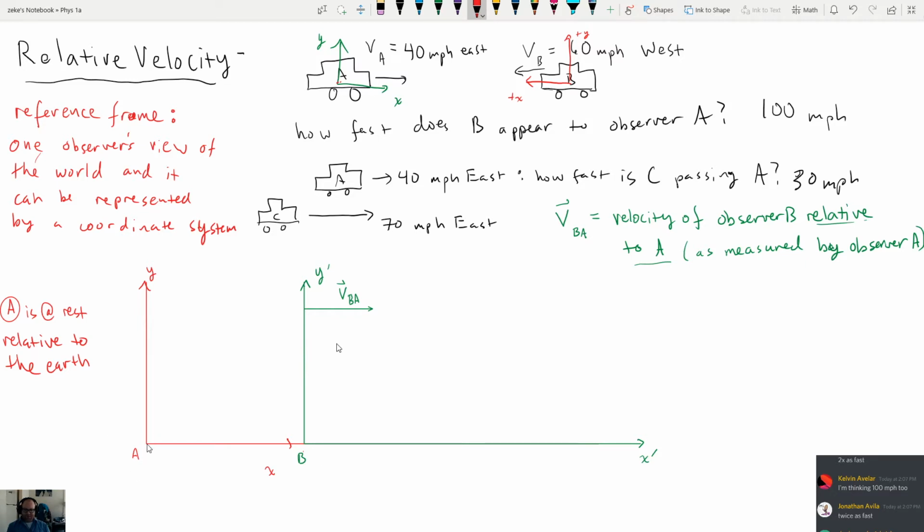We have one observer A that's at rest relative to the Earth. We have another observer B that's moving to the right, and these red and green coordinate systems are the way in which they observe their world. All right.